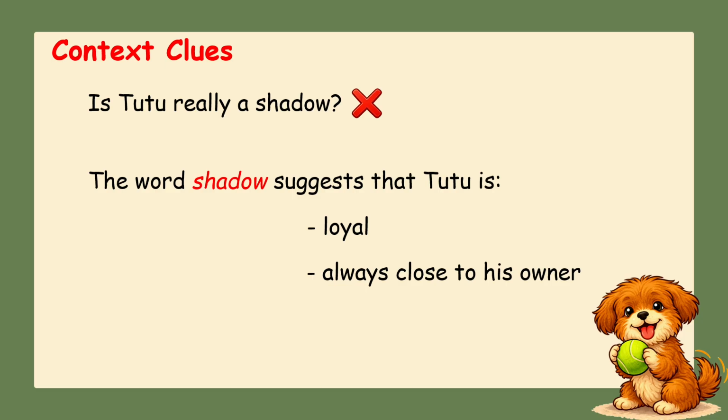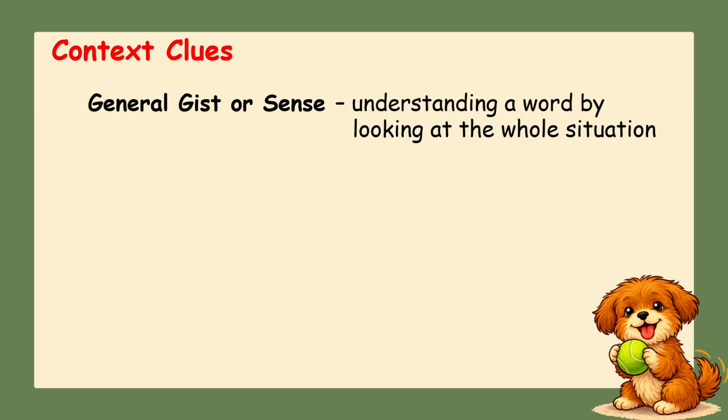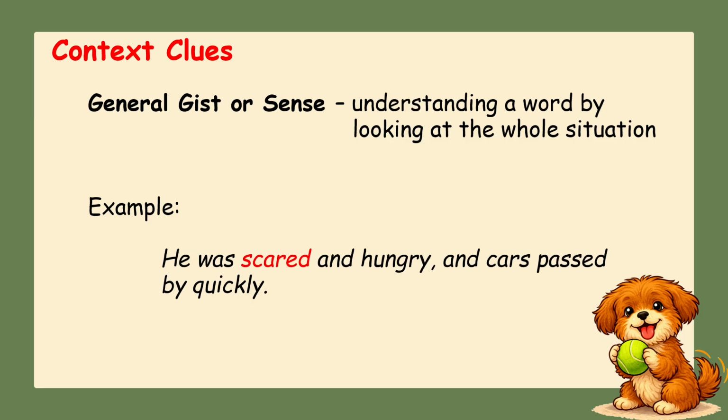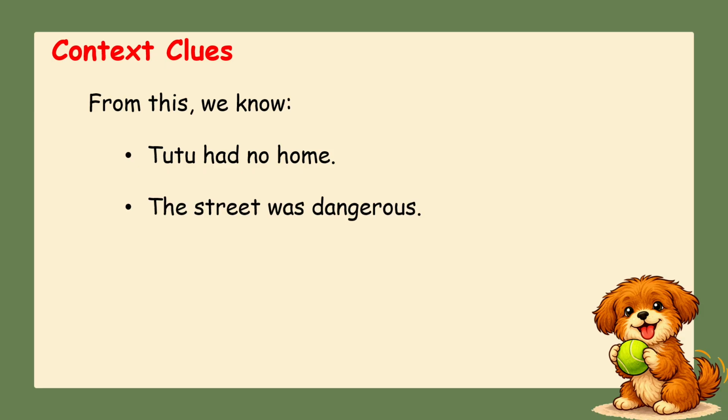Context clue number two, general gist or sense. Sometimes we understand the word by looking at the whole situation. For example, he was scared and hungry, and cars passed by quickly. From the situation, we know that Tutu had no home and the street was dangerous. So scared means feeling unsafe and afraid. We understood this using the general sense of the sentence.